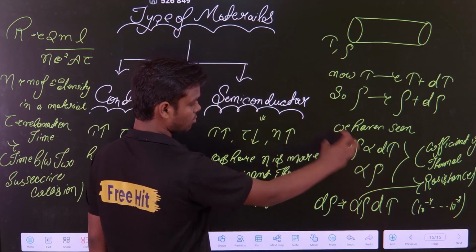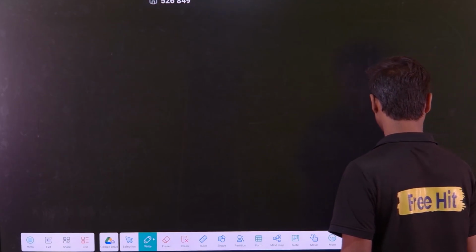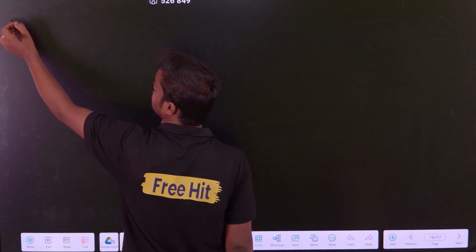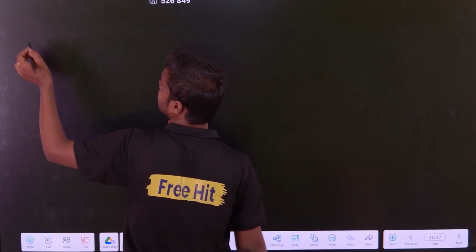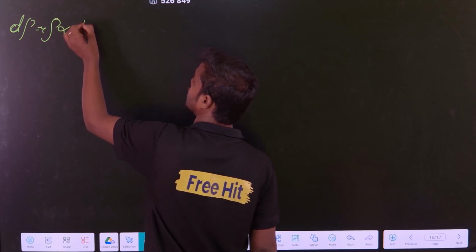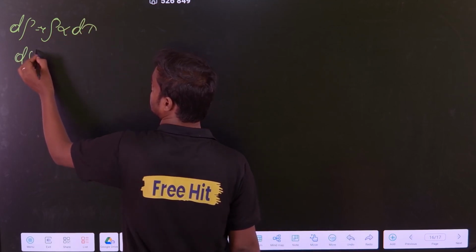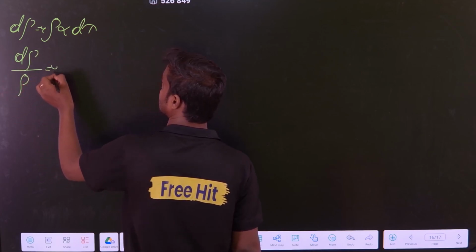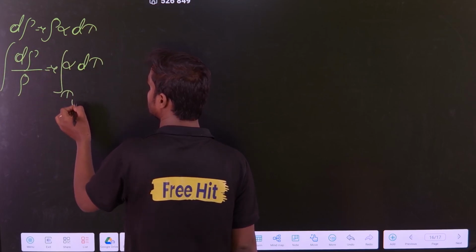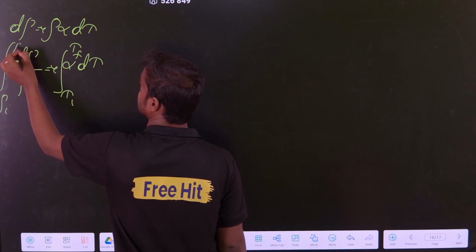Okay. So basically this is observed. So I can say from here that d rho is equal to rho into alpha into dt. So from here I can say d rho by rho is equal to alpha into dt. Now integrate from here. This is my t initial and this is my t final. Similarly, this is my rho initial and this is my rho final.